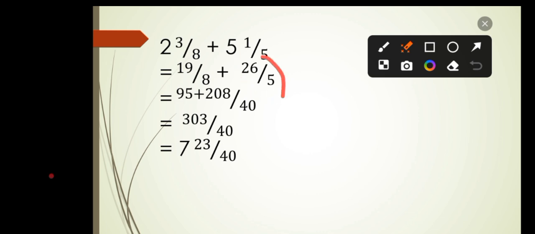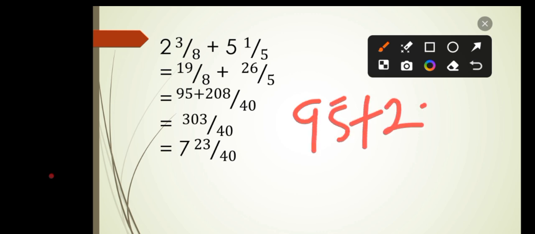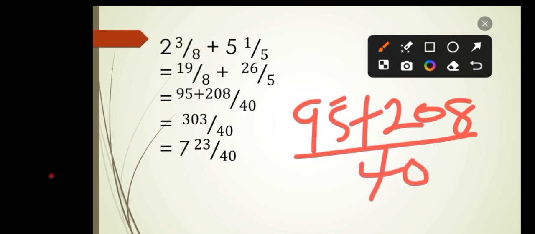We come to this fraction. This denominator 5 into this 40, the LCM, will give us 8. 8 times 26 will give us 208. That is how we have 95 plus 208 over the LCM 40. When you add 95 plus 208, we have 303 over 40, the LCM.